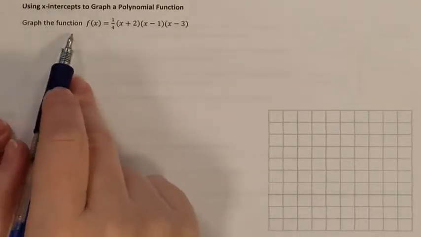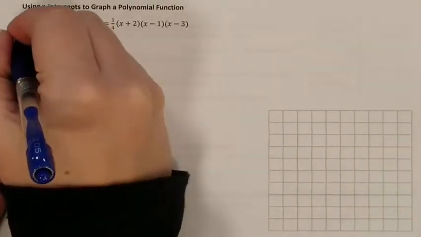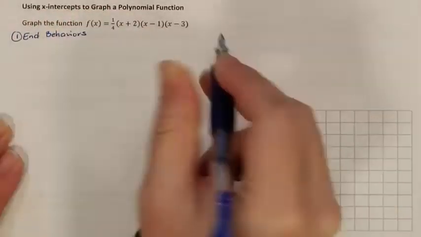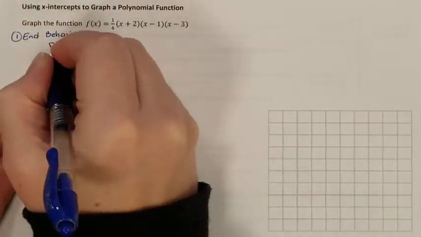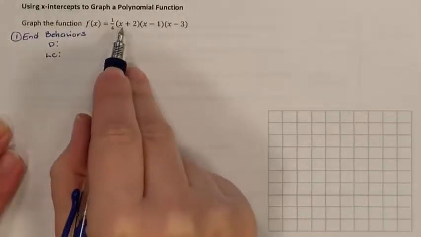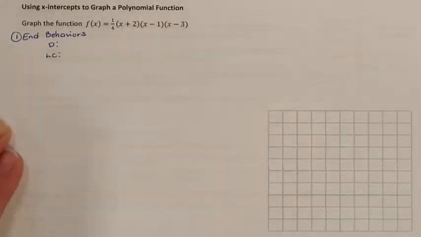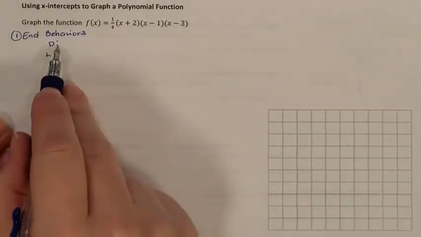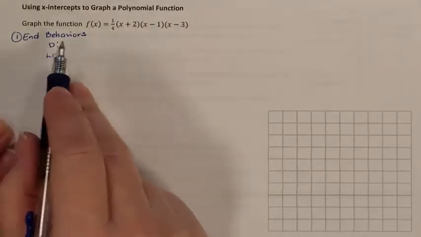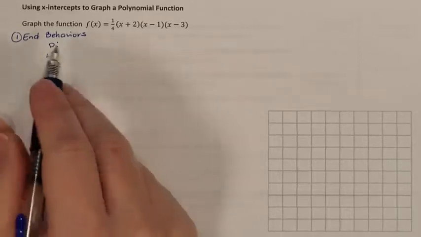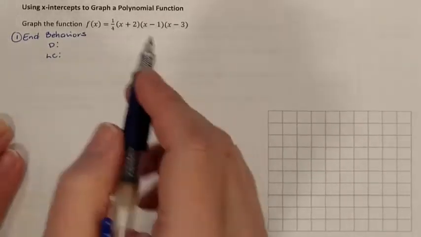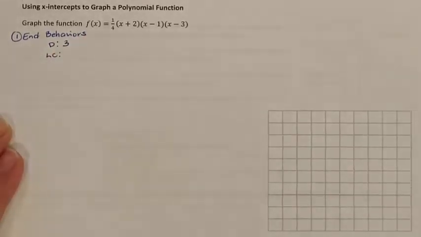I'm being asked to graph. If I'm being asked to graph, then the very first thing that I need to look at are my end behaviors. So I need to find my degree and my leading coefficient. Because this appears to already be in fully factored form, our degree is found a little bit differently. Our degree is the same as how many times I crossed the x-axis, which is the same as how many factors did you find? I found 3 factors, so I know my degree is a 3.